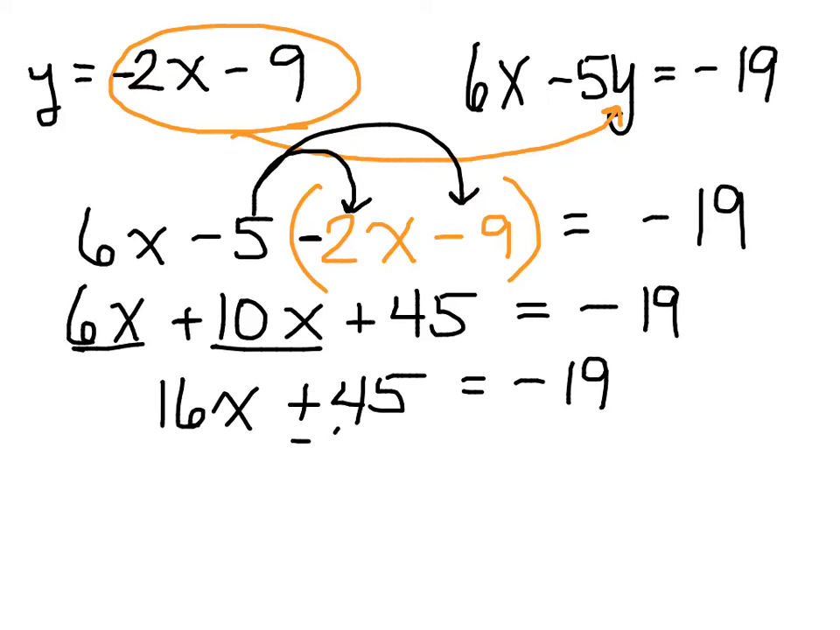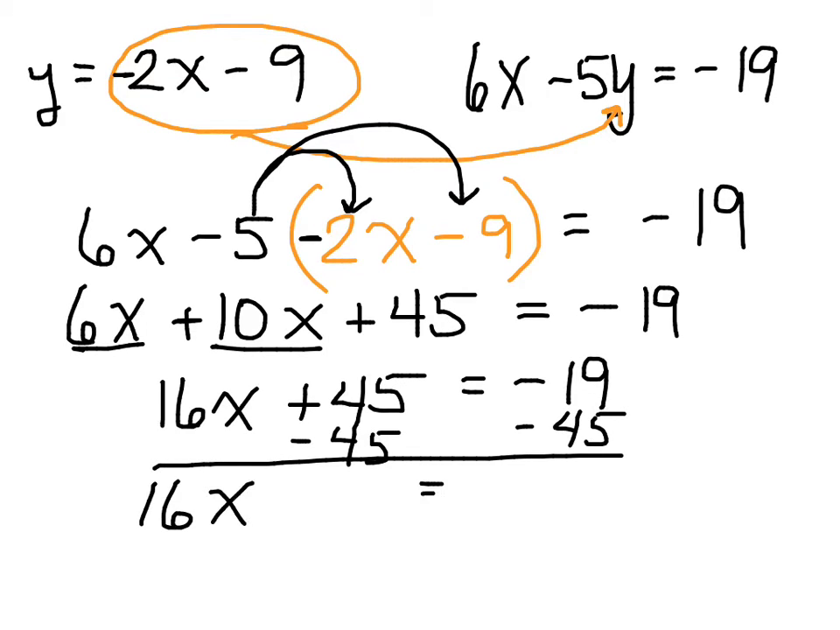Subtract 45 from both sides. You want to get that x by itself, right? Good job. 16x equals, what's negative 19 minus 45? Negative 64. That's okay. You tried. At least you tried.